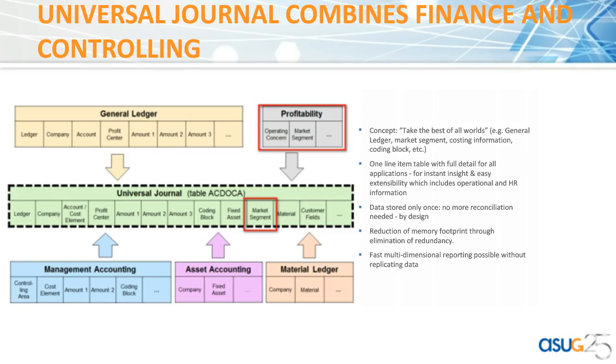So in this diagram, notice I have profitability circled in red, and I show you in the ACDOCA, or Universal Journal of HANA, we'll find all of the COPA characteristics and values in that single table that used to be held in different tables depending on the kind of COPA you were using. So all of our characteristic values are found in ACDOCA. Big step forward, right?